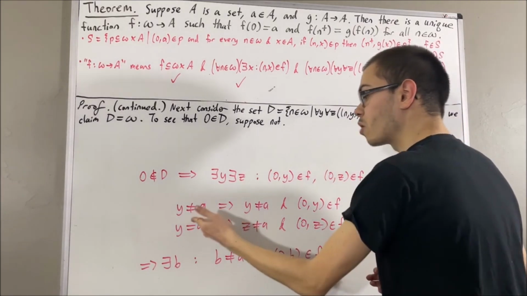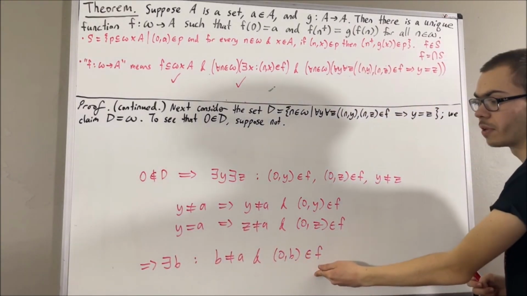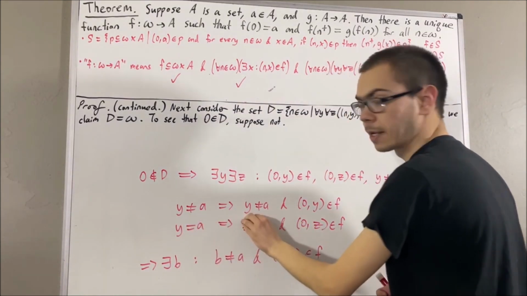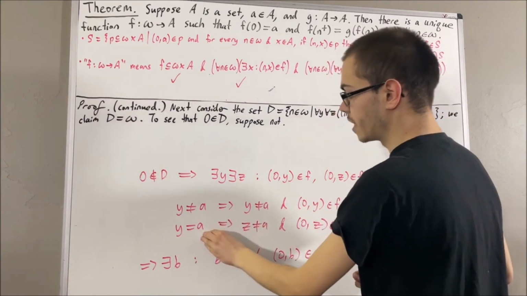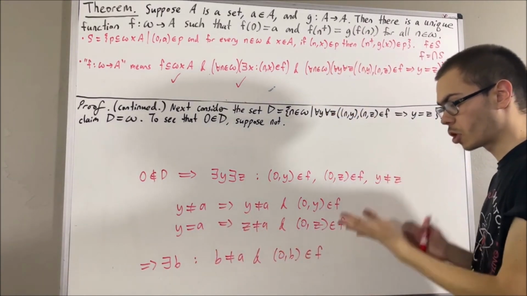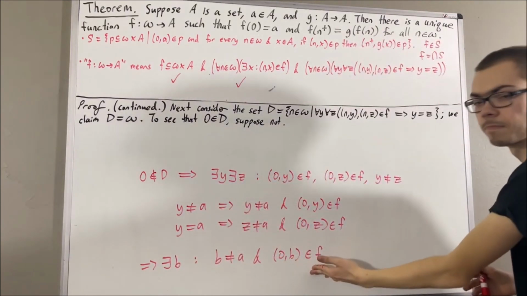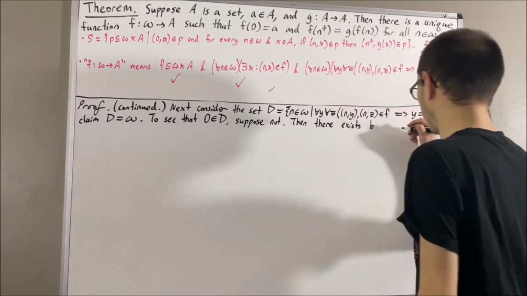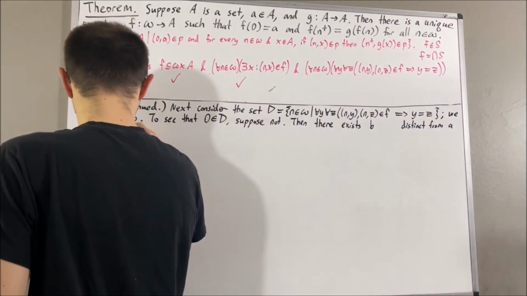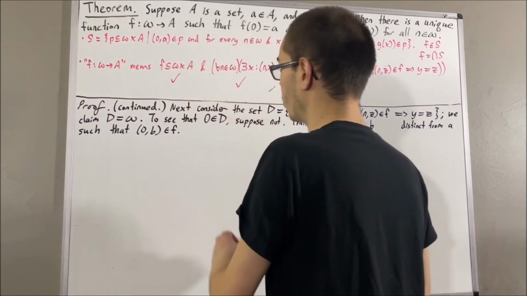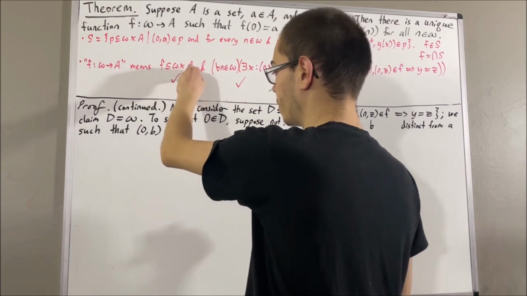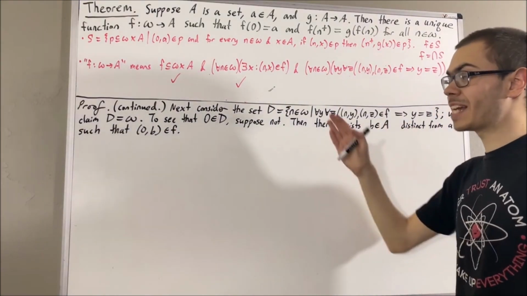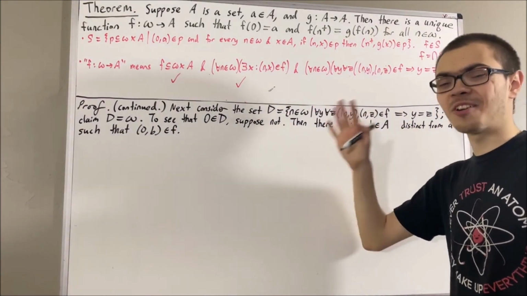Right? No matter what, this statement is true. Because in the case where y is not equal to A, we just take B to be y. In the case where y is equal to A, we just take B to be z. So yeah, no matter what, this statement is true. And we know that f is a subset of omega times A, which means B must be an element of A. But now, to reach a contradiction, the idea is we consider the following set.